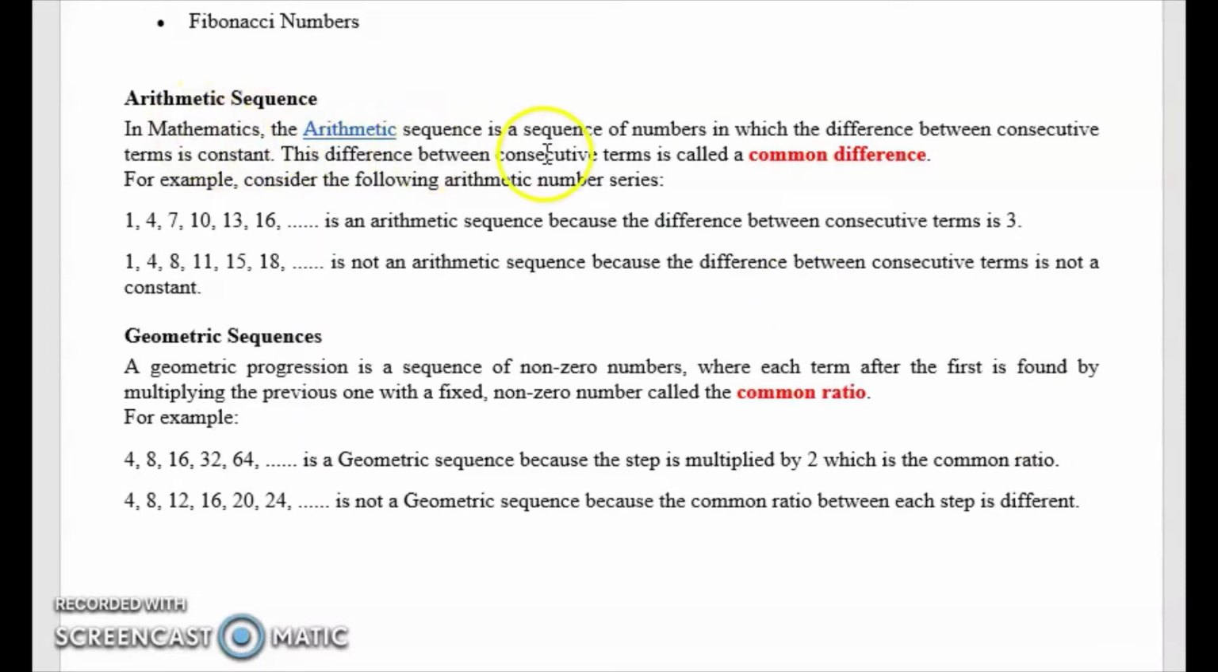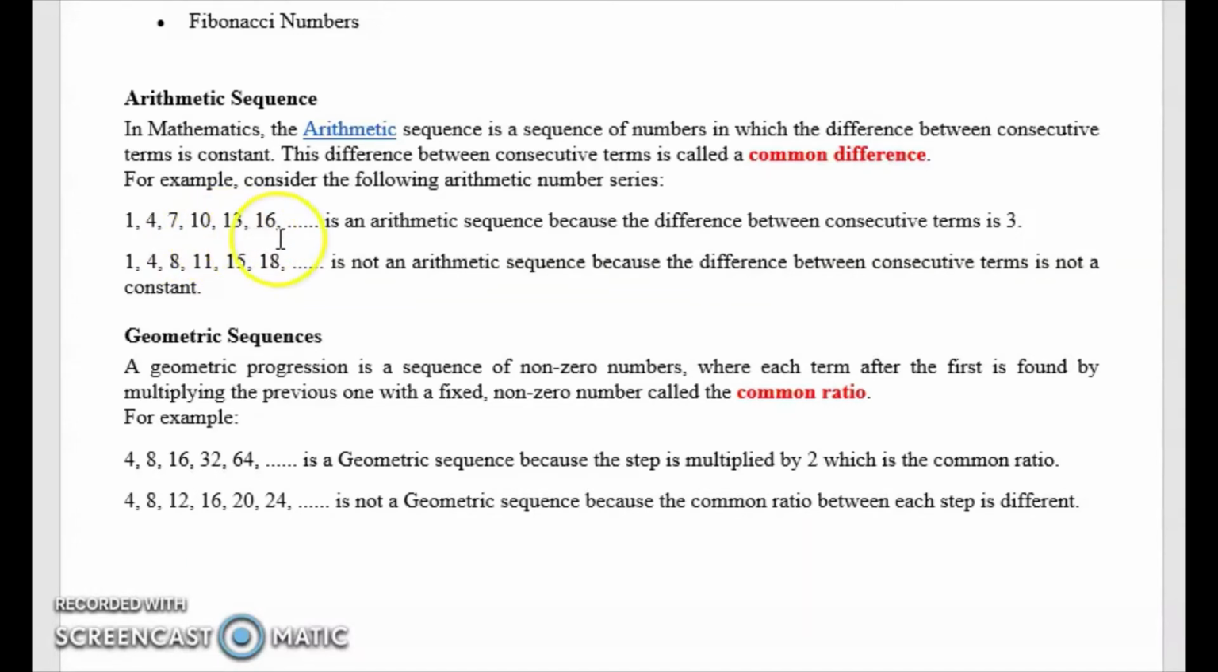In mathematics, an arithmetic sequence is a sequence of numbers in which the difference between consecutive terms is constant. This difference between consecutive terms is called the common difference. Take note, class. For example, consider the following arithmetic series: 1, 4, 7, 10, 13, 16. As we have noticed, their difference is 3. 4 minus 1 is 3, 7 minus 4 is 3, 10 minus 7 is 3, 13 minus 10 is 3, 16 minus 13 is 3.